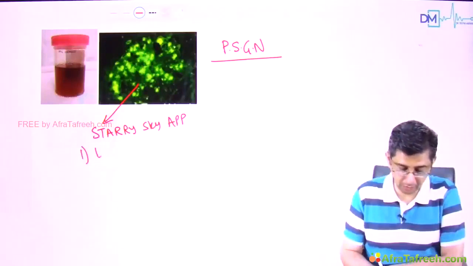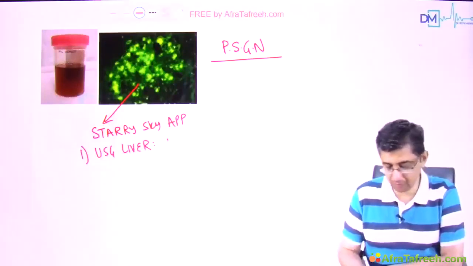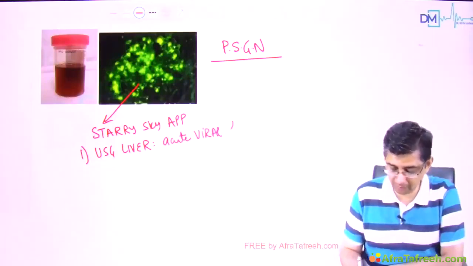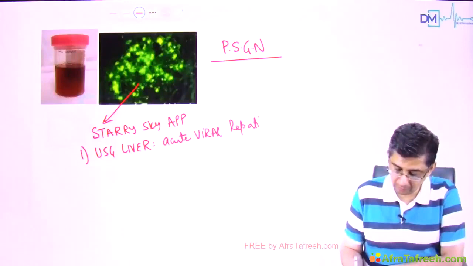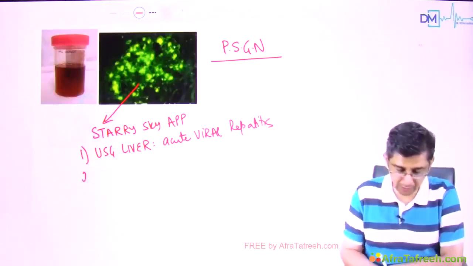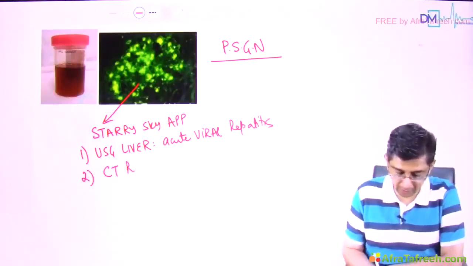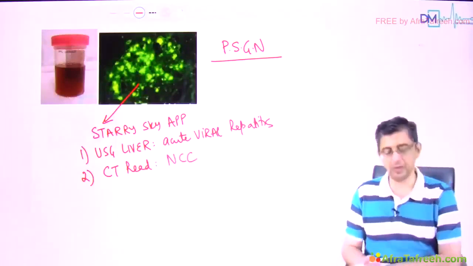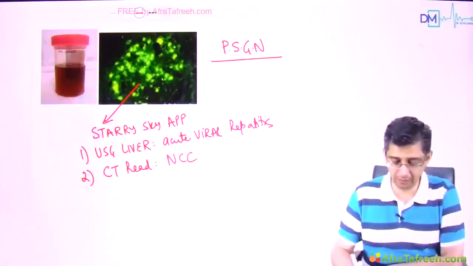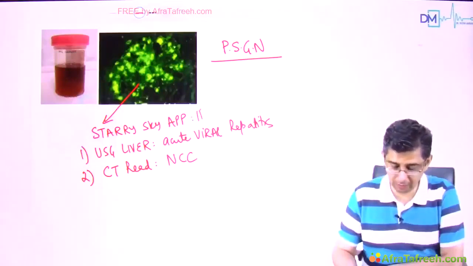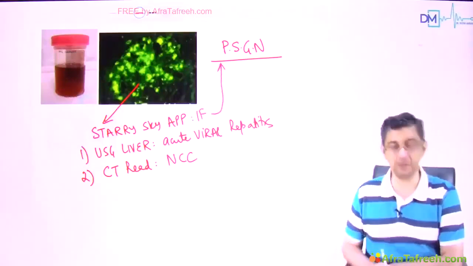We also come across a starry sky appearance on ultrasound of the liver, and that would be a feature encountered in patients having acute viral hepatitis. But when it comes to a starry sky appearance on a CT head or an MRI head, then we know it is neurocysticercosis. And with respect to a kidney biopsy specimen, we very well know that this would be the immunofluorescence study with respect to PSGN in the patient.